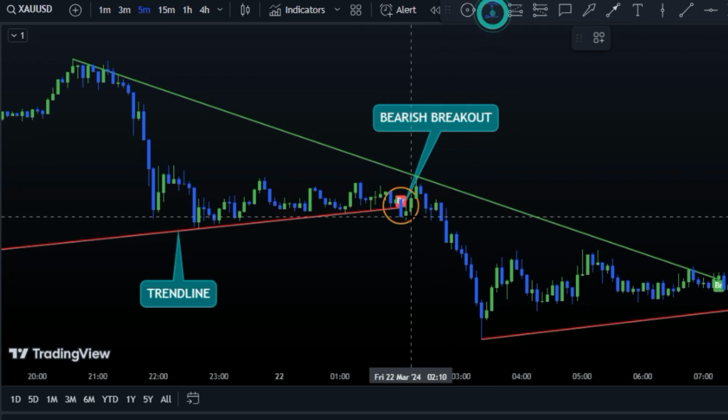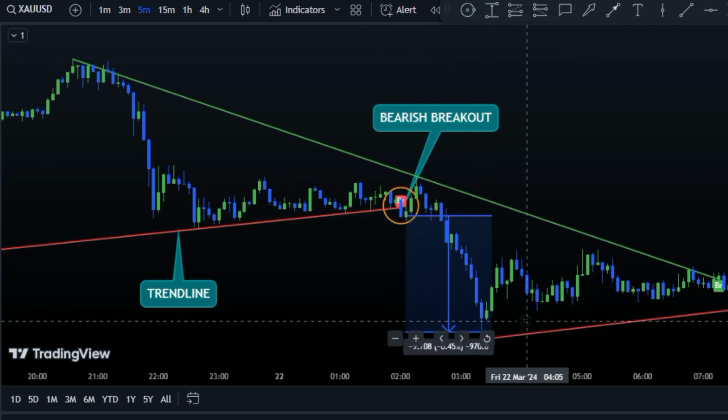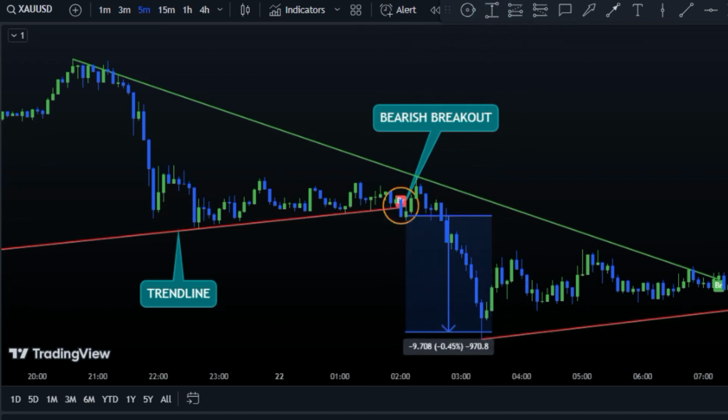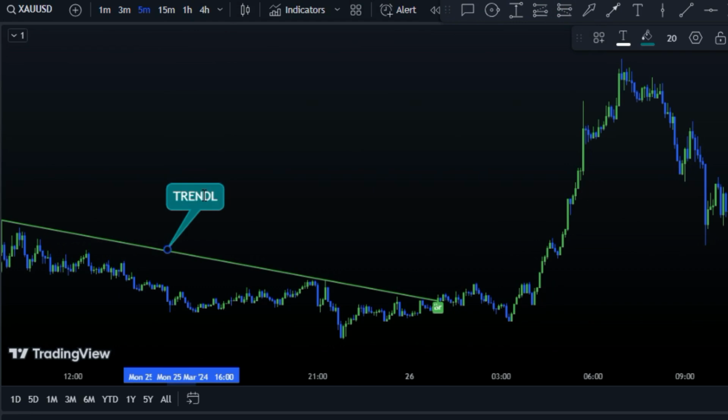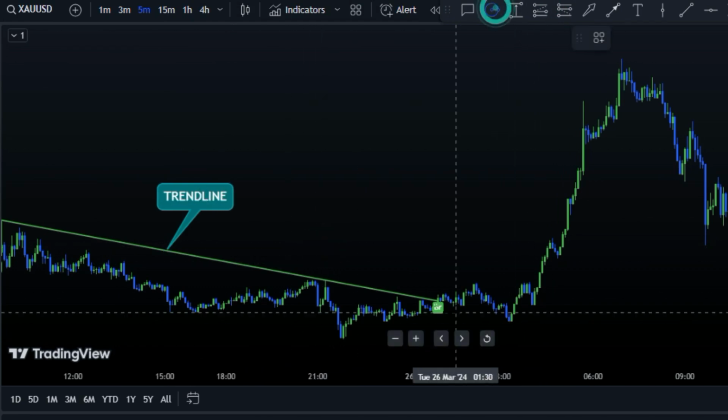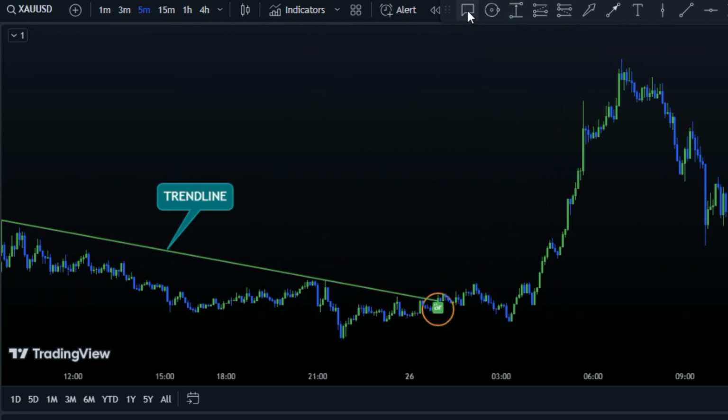When the price goes down through a trend line, we call it a bearish breakout, and it might be a good time to consider selling. On the other hand, when the price goes up through a trend line, we call it a bullish breakout, which could be a good opportunity to buy.